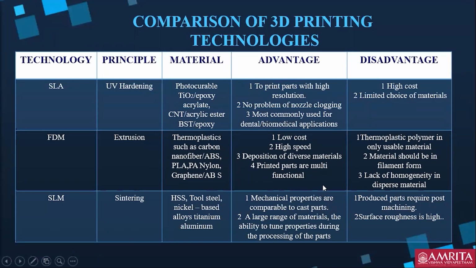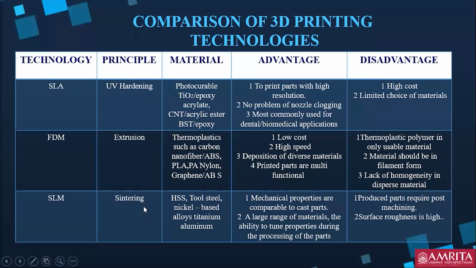Now, the disadvantage is that homogeneity is a problem. The material should be in filament form. You can't use it in some other form. You have to use it in the form of filaments only. Also, apart from these, the finishing is not that appropriate. The finishing of these products coming out of FDM is not that good.